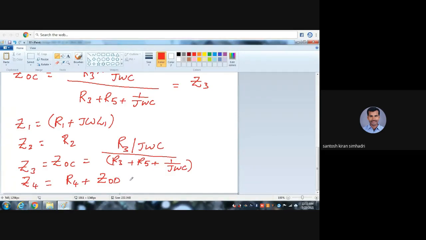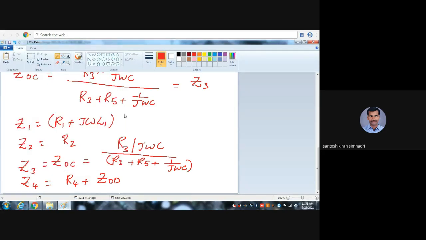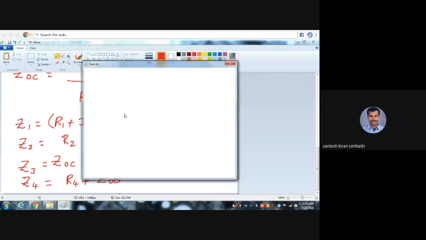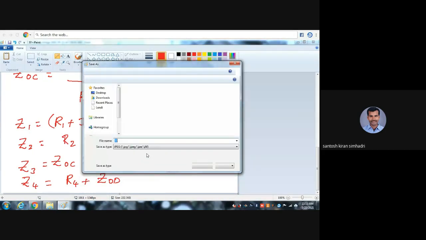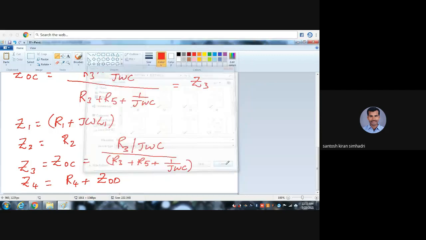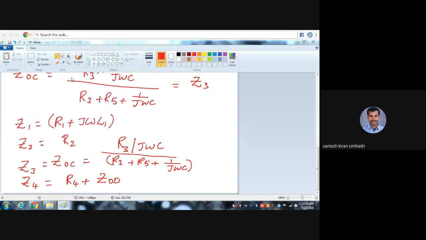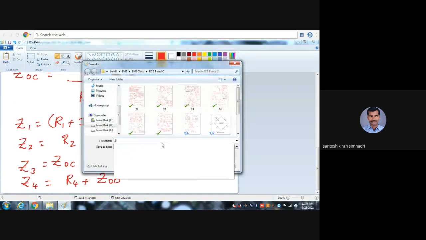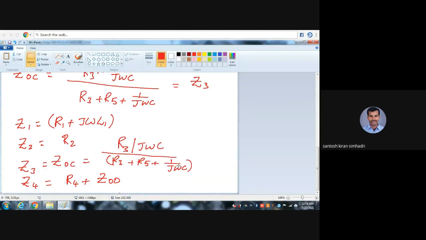Okay, anyway, this slide is over. I will save it right now. I will take another copy that can be treated as the 38 slide. Finally, I will share all the documents, no issue. So this is Z4, then R4 plus ZOD. One second, I will save as 38. Then I will do save as, that can be treated as the 38 slide. I will save. Now I will delete the previous discussion.